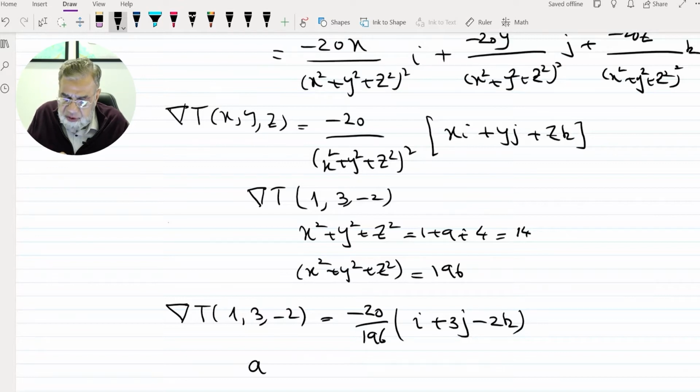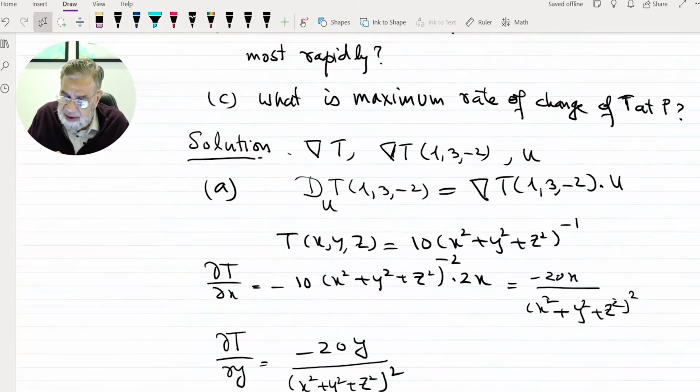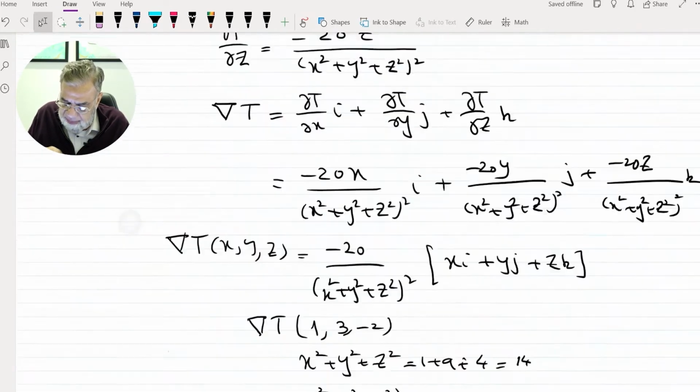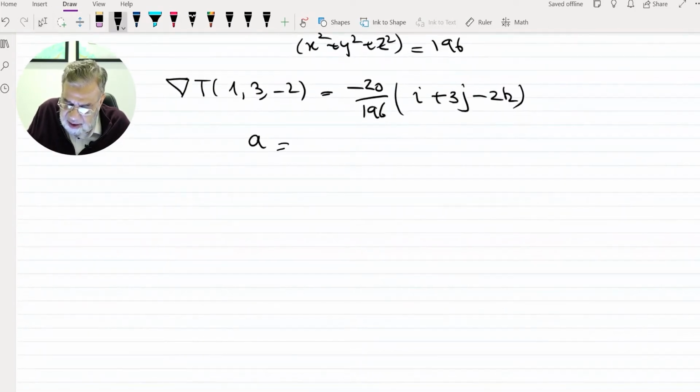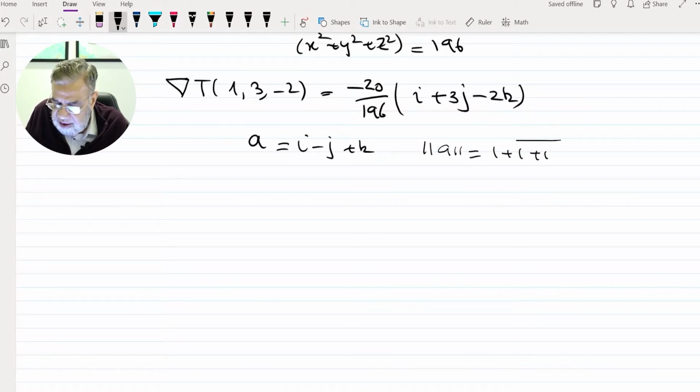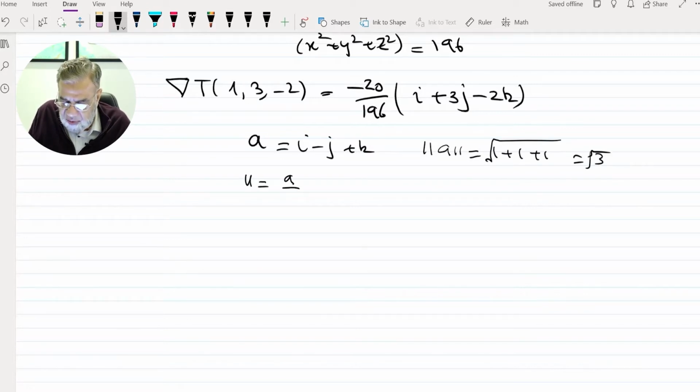The vector A given to me is i minus j plus k. To find the unit vector, I take the magnitude of vector A. The magnitude of vector A is equal to the square root of 1 plus 1 plus 1, and this is equal to root 3. So I can write my unit vector u is equal to A over magnitude of A. That gives me 1 upon root 3 i minus 1 upon root 3 j plus 1 upon root 3 k.